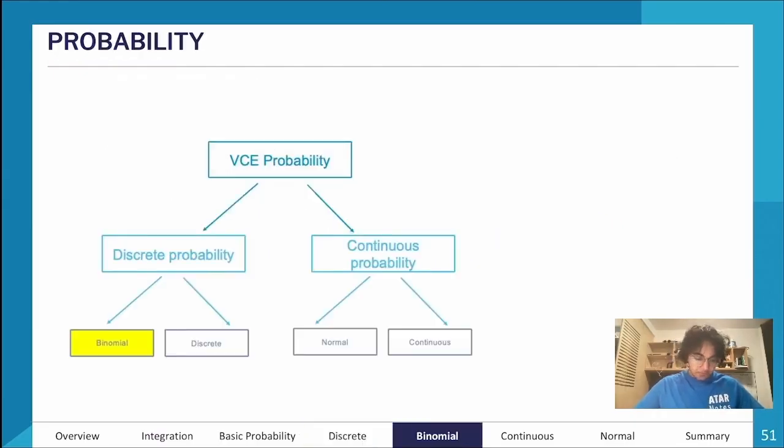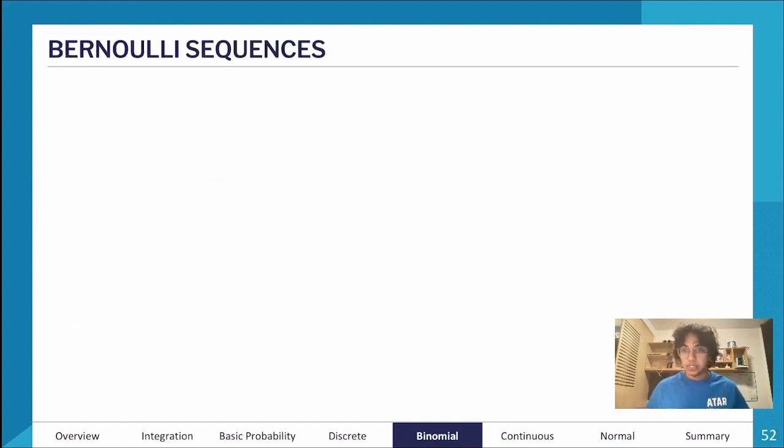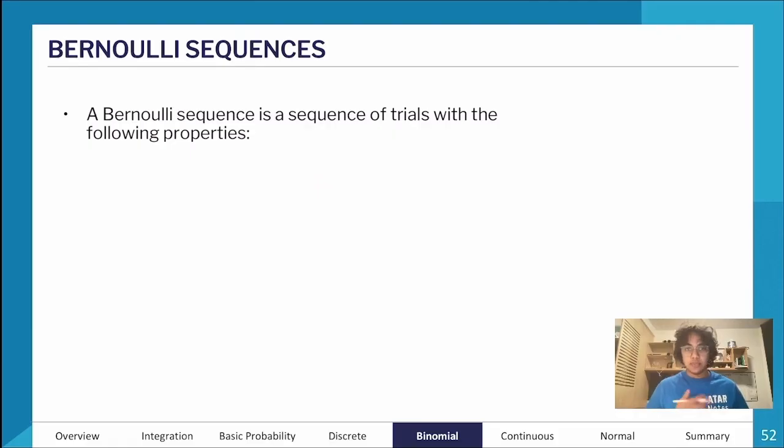Okay, so let's now talk about binomial distributions and Bernoulli sequences. So what is a Bernoulli sequence, or what even is a binomial distribution? Bi meaning two. A Bernoulli sequence follows this thing known as a binomial distribution, but I'll talk about that in a bit. Let's focus on Bernoulli sequences.